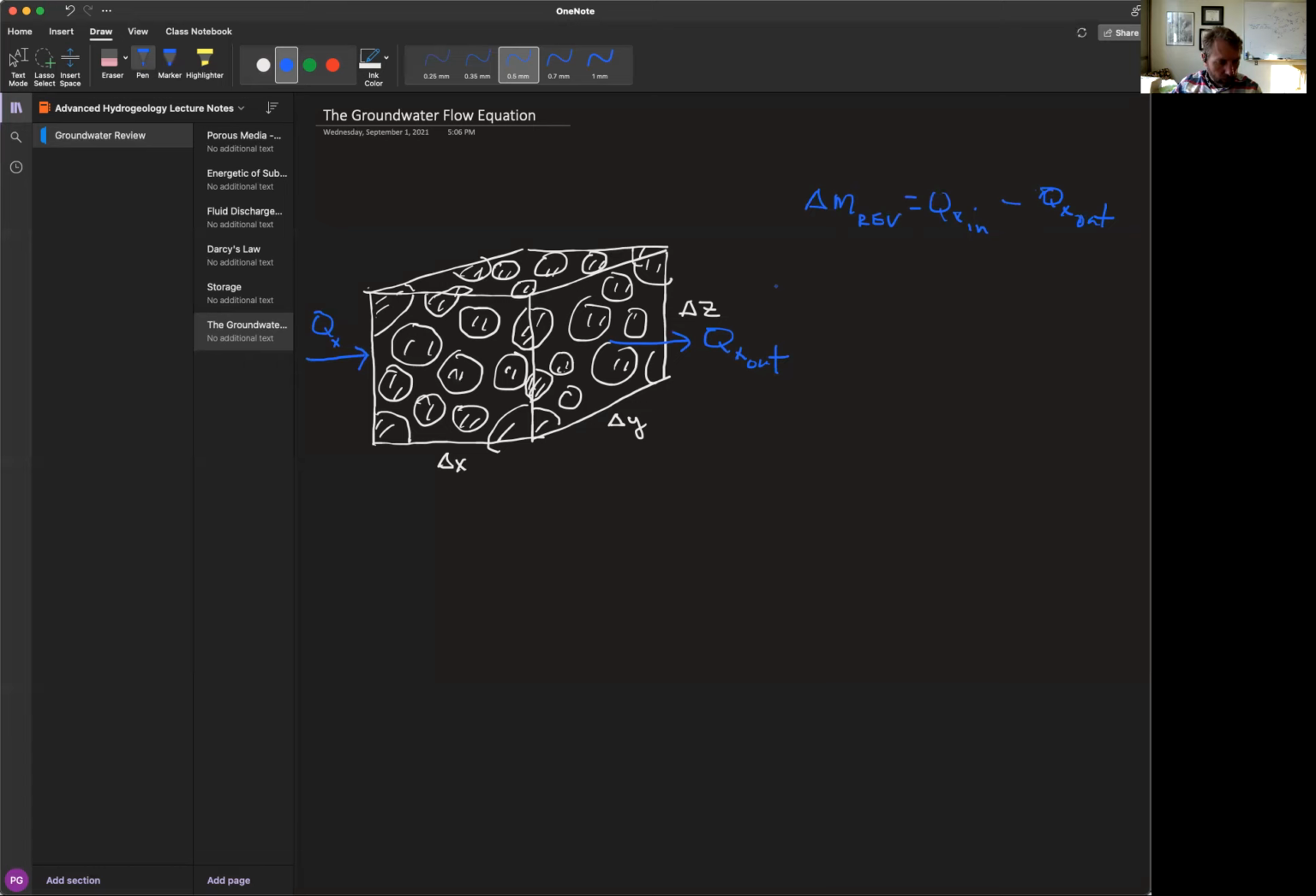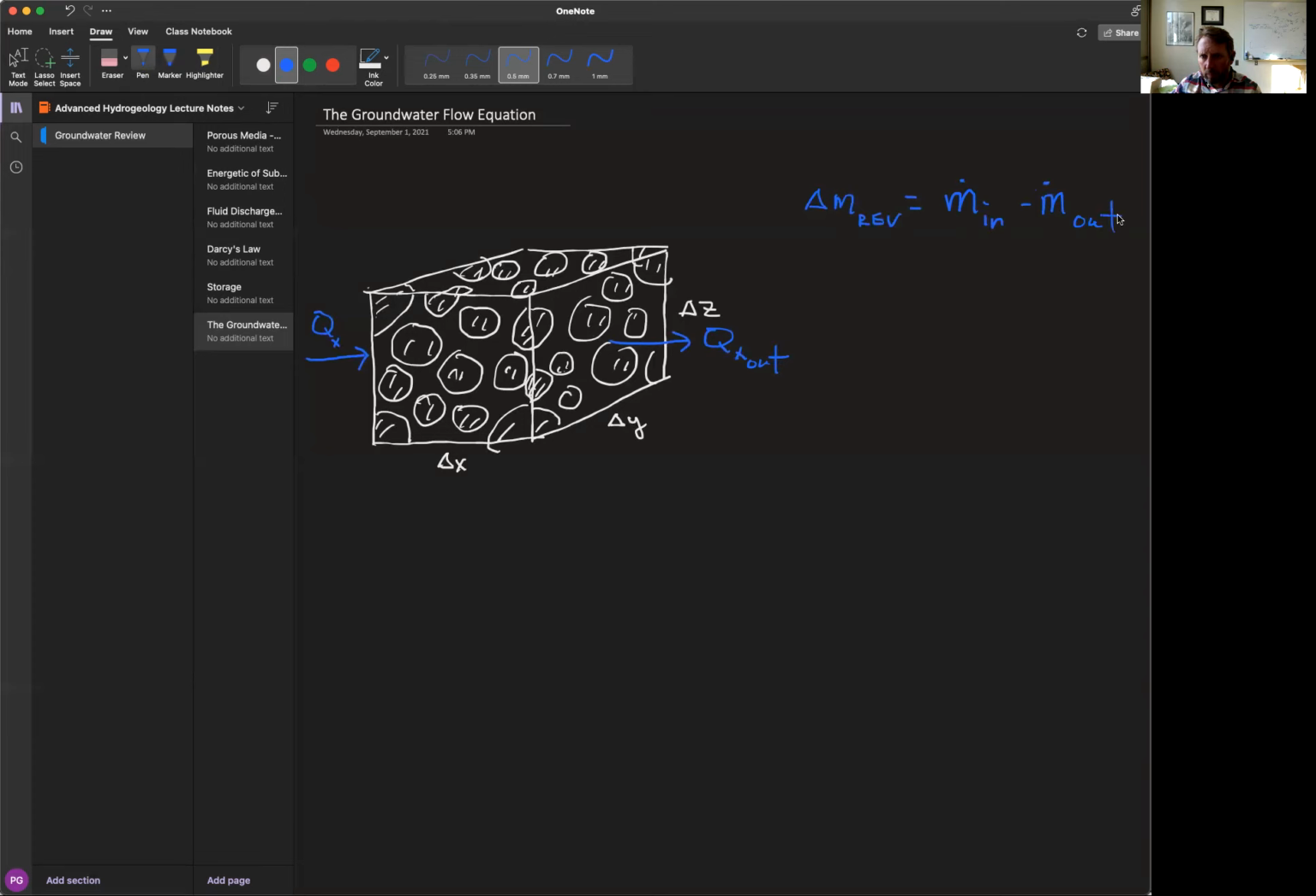All right, so let's, oh, actually we've got an error here already, and that's because I tried to skip a step. So forgive me, I'm going to erase some stuff. You're going to have to erase it too. The change in mass is equal to the difference in the mass rate coming in minus the mass rate going out.